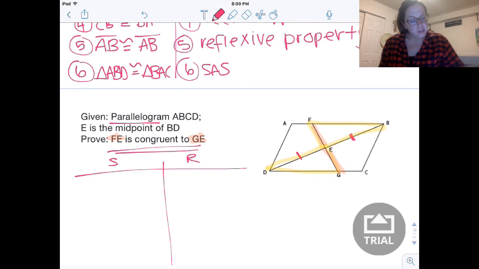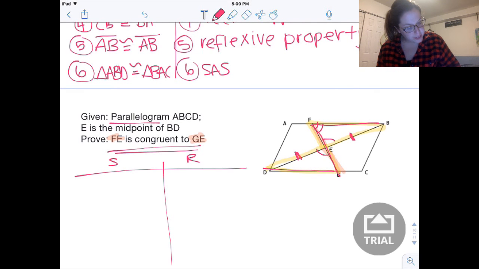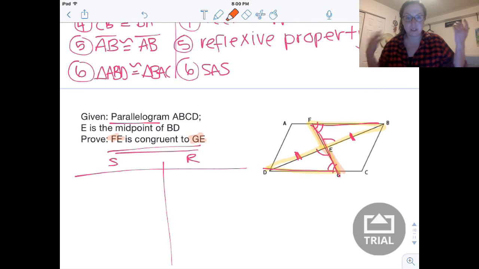Well, I have these congruent sides. I see some vertical angles there. And remember, parallelogram, these are parallel. So I see here that I have like a Z, right? These are going to be alternate interior angles. You also have alternate interior angles right here and right there. Those would also work, but I'm not going to use those just because I already got a pair.